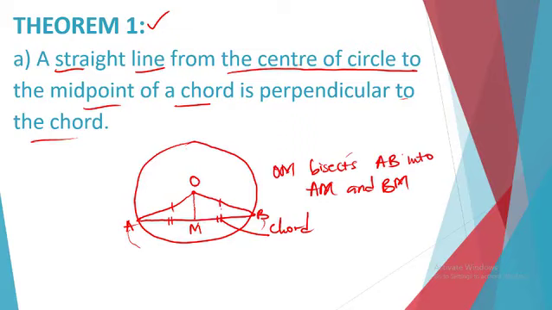Do you understand? Okay, that's why we said that a straight line from the center of the circle to the midpoint of a chord is perpendicular. Perpendicular means it bisects it into 2 equal parts. Assuming this AB was 24 cm, then when it bisects it, AM would then be 12, while MB will be what? 12. That is 24 divided by 2, since they are 2 equal parts.